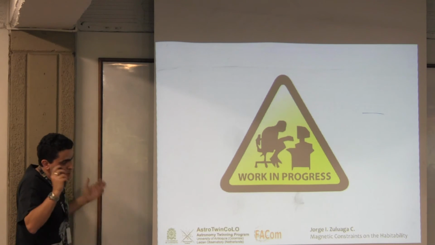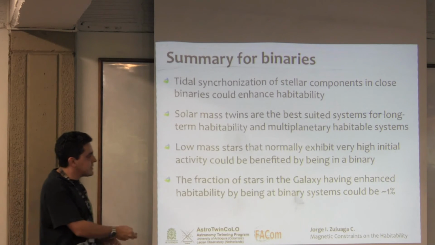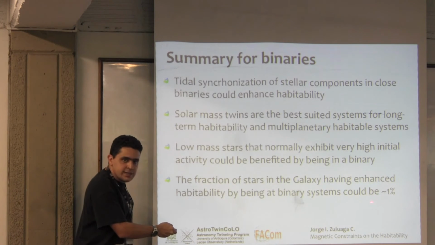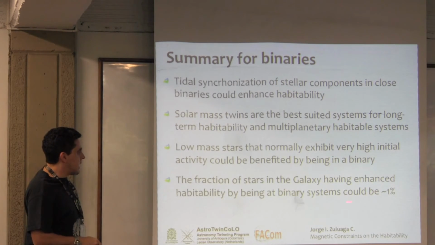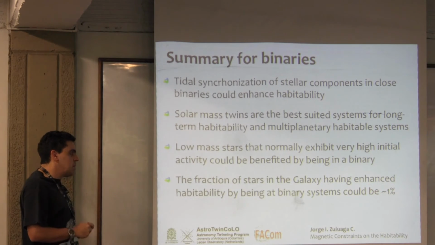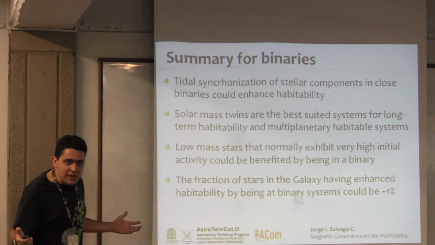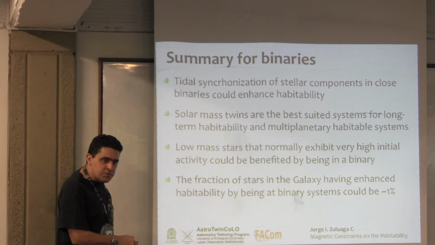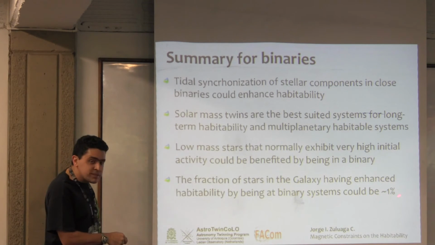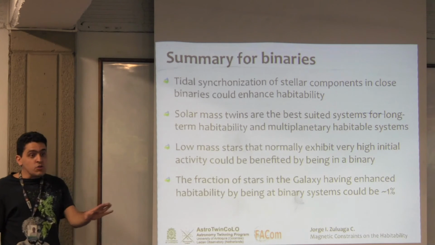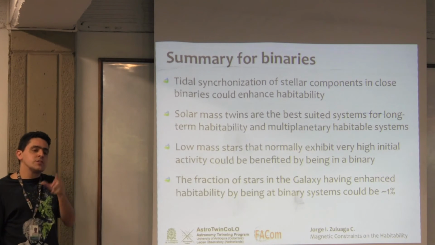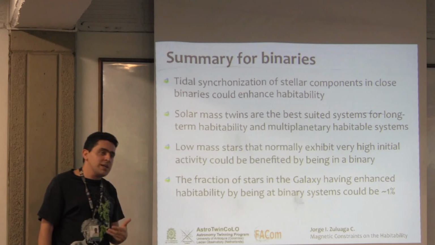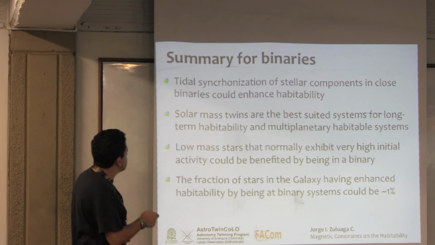Our estimation is that probably 1% of the total number of the stars in the galaxy are in this kind of system. This is a small number. But if you take 100 billion, this is a billion of planets or systems in the galaxy where you have 3 habitable planets instead of 1. So this will be a very interesting place in the galaxy.